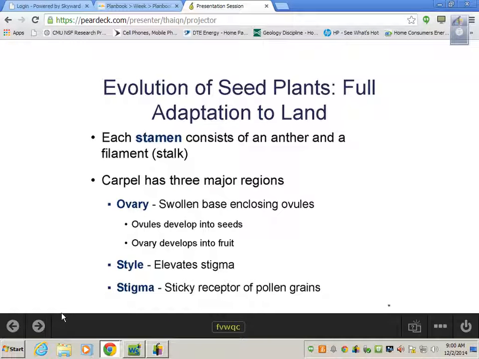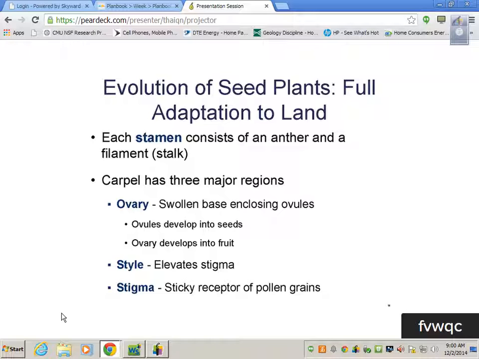So each stamen consists of an anther and a filament. So the stamen, of course, is the male sex organ. Now the carpel, which is the female sex organ, is going to contain the ovary, the style, and the stigma. The ovary is that swollen base enclosing the ovules. And it's swollen because it's full of eggs. And the ovules develop into seeds, if fertilized. And the ovary develops into fruit.